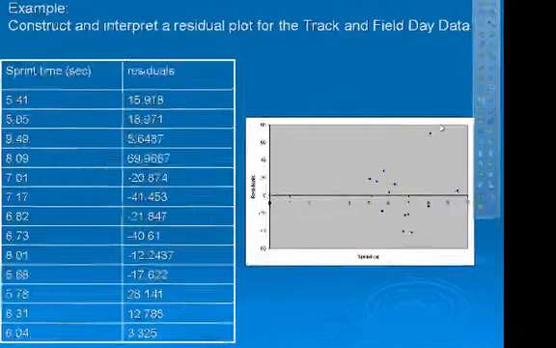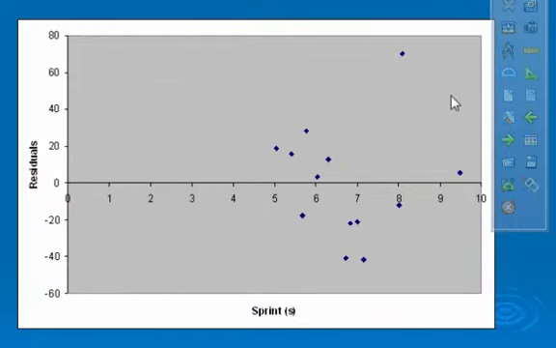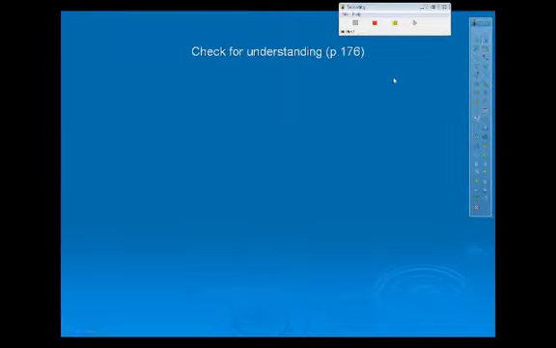Well, looking at this, I've got an outlier here. Even though a lot of this looks like it might be random, we've got this outlier. So this is probably not going to make a good linear model. All right? Now would be a time to stop and check for understanding on page 176.